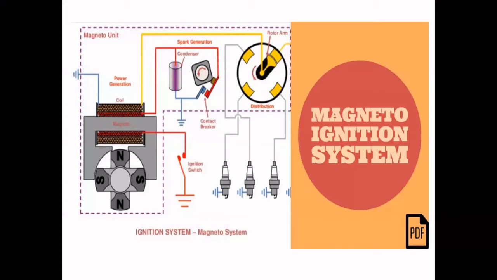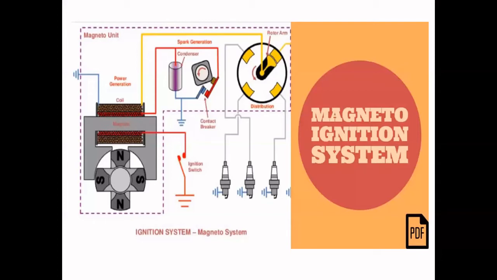This is the magneto, one of the major components responsible for this. And as far as the ignition switch is concerned, you can see it here. It is controlled by the driver. It is used to switch the engine on and off. This switch is used for engine on, for engine off. And this ignition switch is grounded.